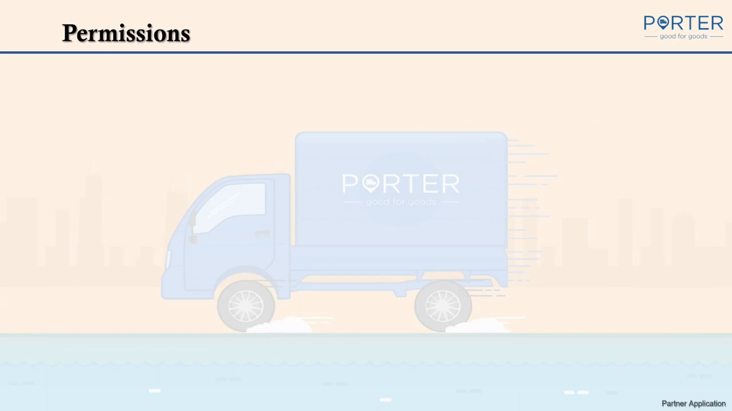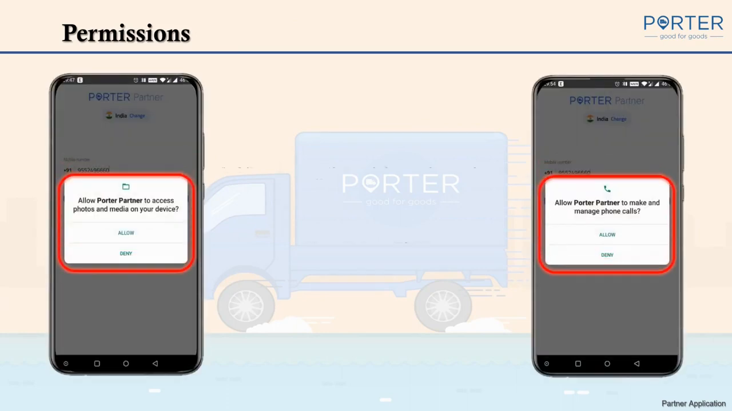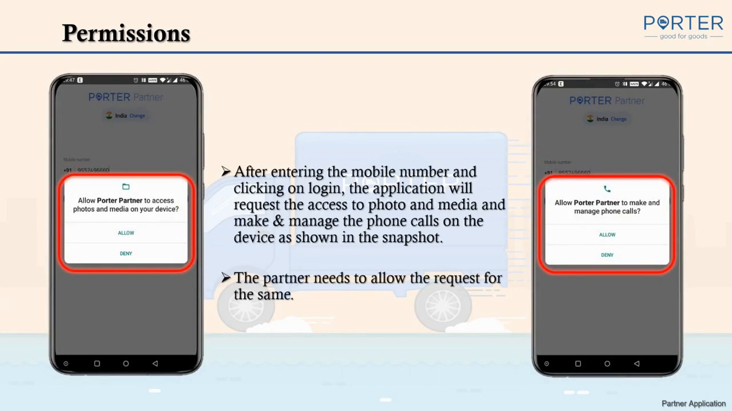Now that the driver has entered his mobile number and clicked on login, he will be taken to a next pop-up screen where he gets 2 permissions that he is supposed to allow. The first permission is to access photos and media, and the second permission pop-up is to make and manage phone calls. The driver needs to allow both the permissions so that this application can run smoothly.